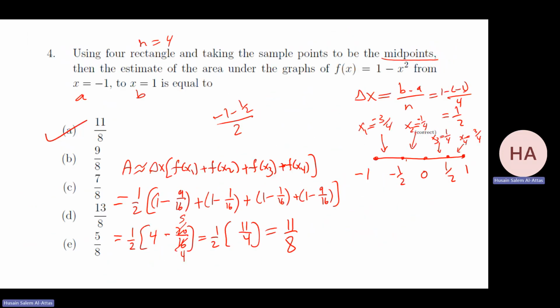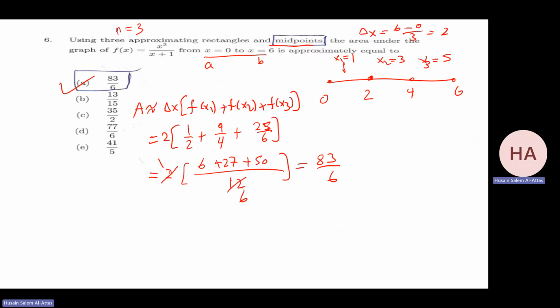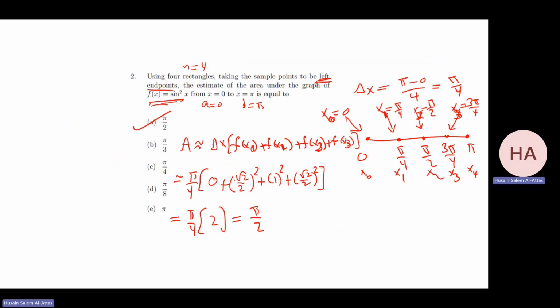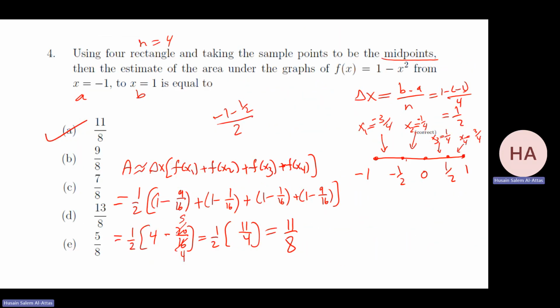Okay, using the midpoint for this, and with n equals 3. I think we did something similar. I did the same function, sine square, from 0, with 4 rectangles. Now he wants 3 rectangles. Okay, let us do 3 rectangles. I want the midpoint.